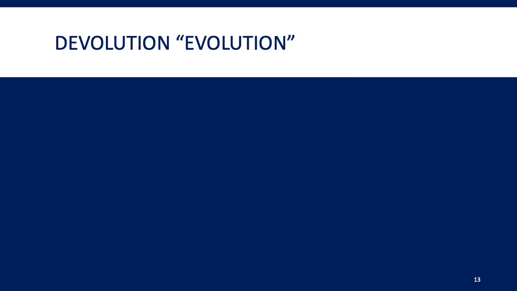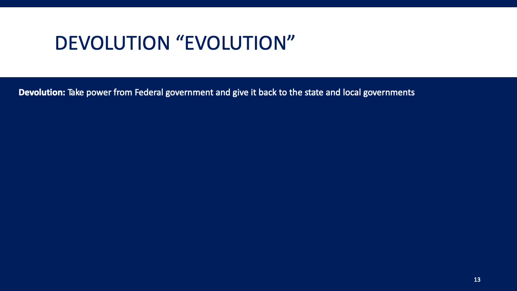And now we're going to discuss devolution, air quotes, evolution, right? So this is discussed here on page 71 in your textbook. We're discussing the devolution revolution, right? Devolution is when the states say, okay, take power from the federal government and give it back to the state and local government.